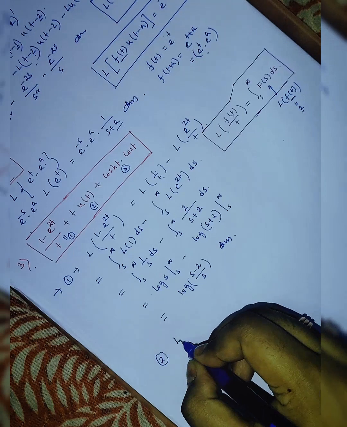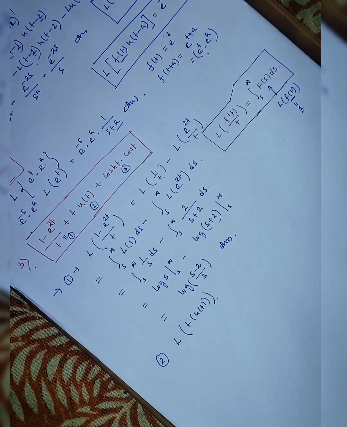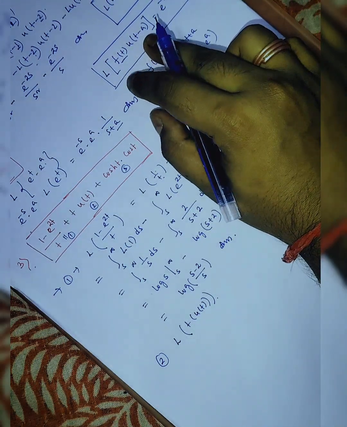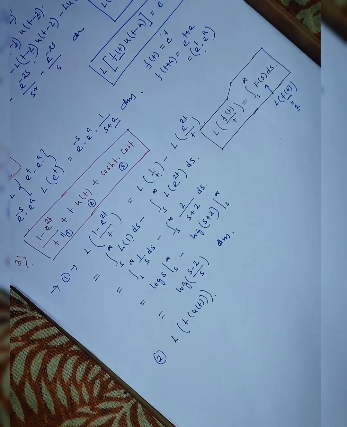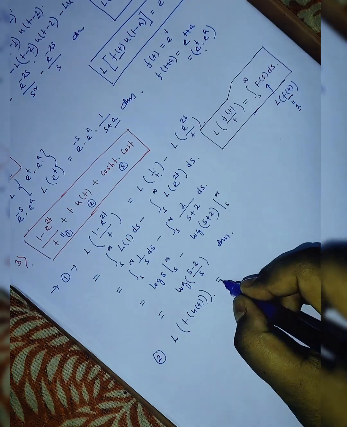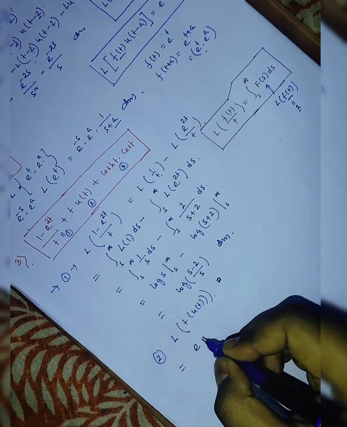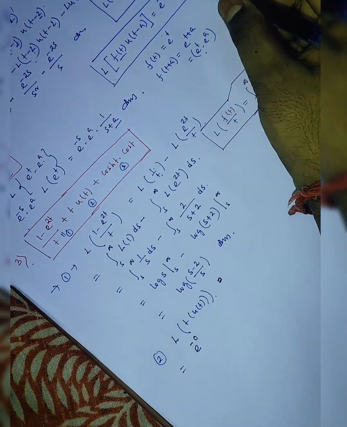So part 2, you will need t of u of t. Here you can use this formula, because f of t equals t, and here t minus a equals 0. So you can write this formula e to the power minus a s, and e to the power minus a equals 0, so e to the power minus 0 into L of f of t plus a.